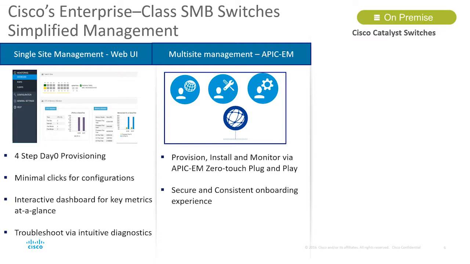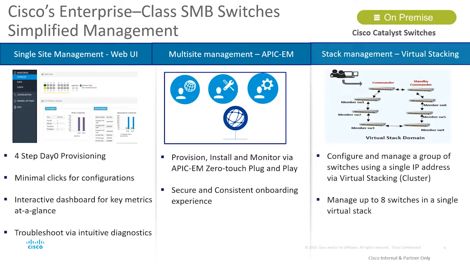Lastly, with the ability to stack an SMB Catalyst switch like the 2960L, you can configure and manage a group of switches using a single IP address via virtual stacking cluster and manage up to 8 switches in a single virtual stack.